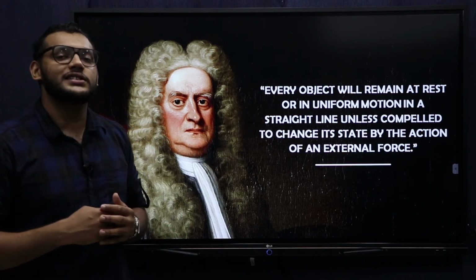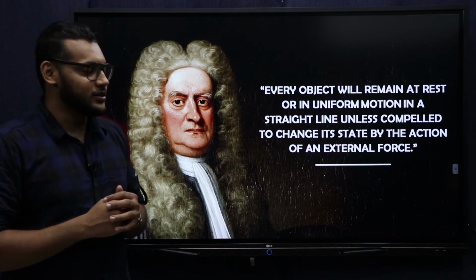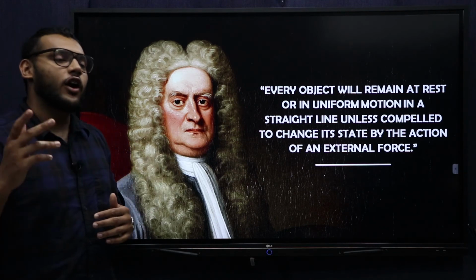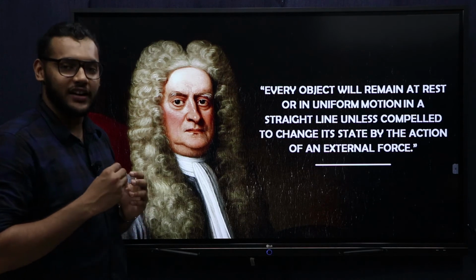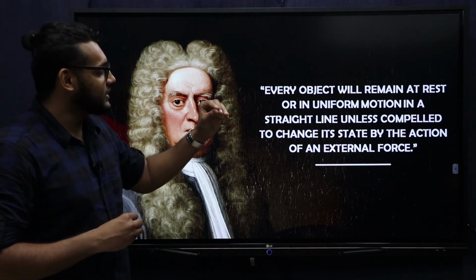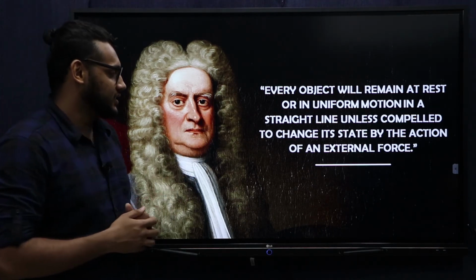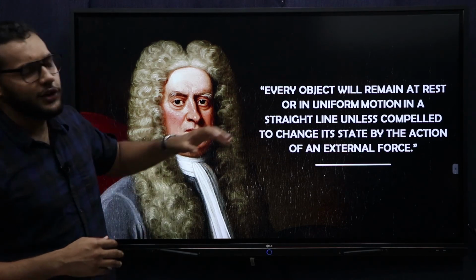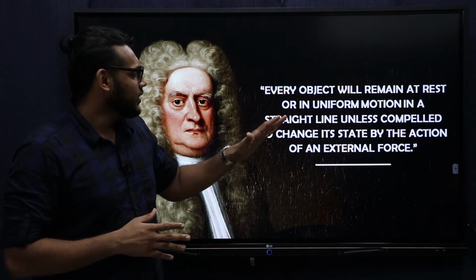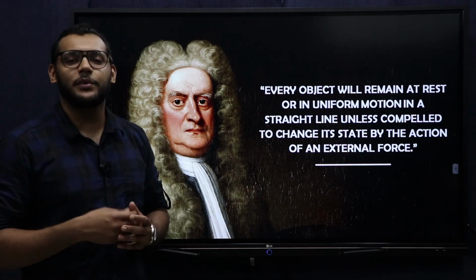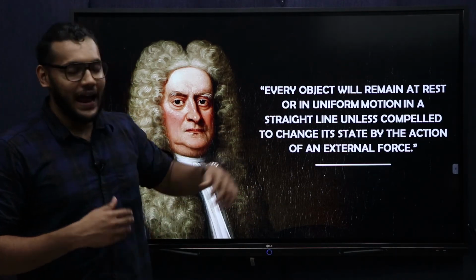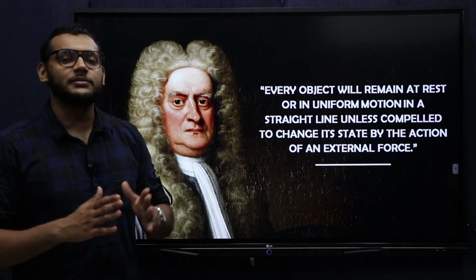So his first law is directly related to Galileo's experiment and says that every object will remain at rest or in uniform motion along a straight line unless it's compelled to change that state by the action of an external force. Now, what do you understand from this? Objects remain at rest or uniform motion. It means it doesn't have a preference for rest. It can be at rest or it can move. It doesn't matter about that.